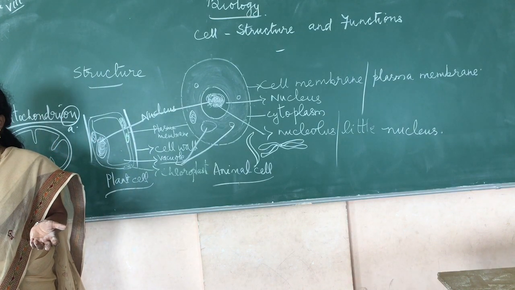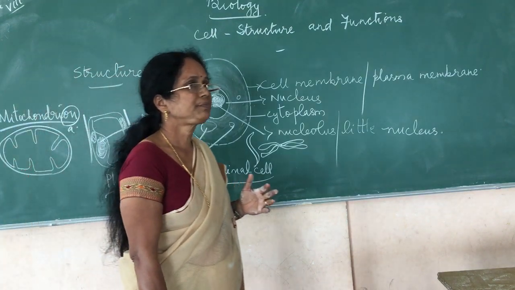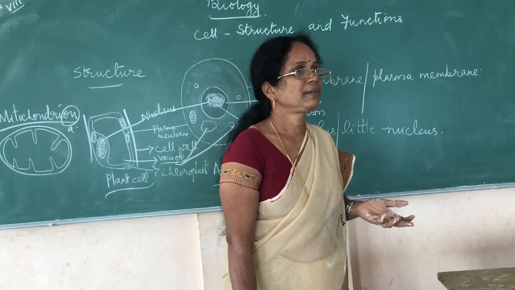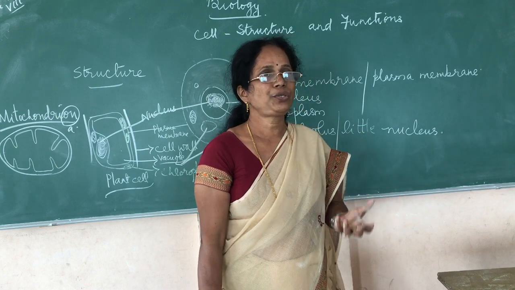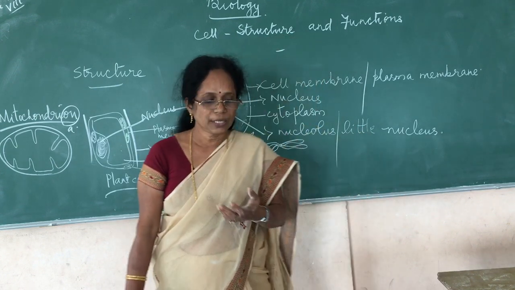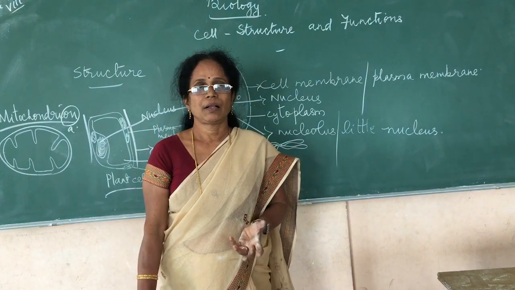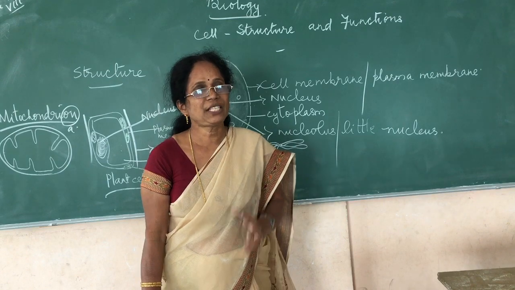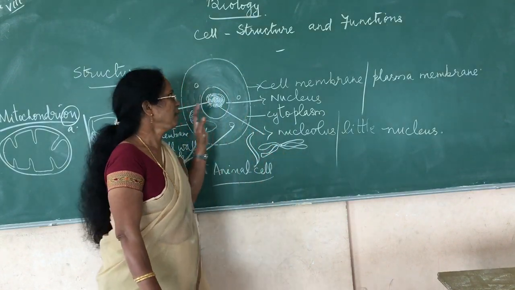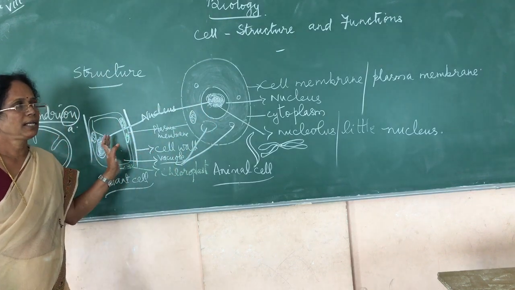Tissues. Tissues are formed by cells. Cells together form tissues. Tissues together form organs. Organs together form organ system. But the basic units are the cells.